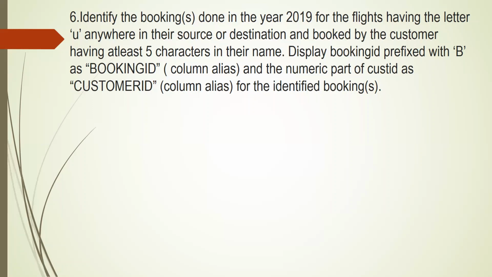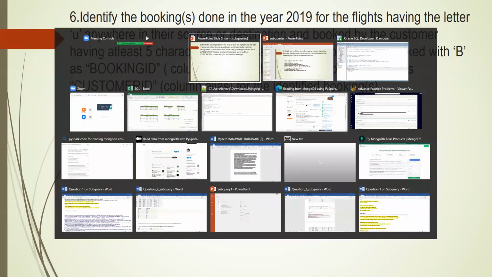So it is simply saying that you need to have 3 tables. You need to use all the 3 tables to get the requirement which is given in the question. Now you tell me, what we need to do? Obviously we need to do the join, so I'll choose inner join. It's a simple question. You need not think about subqueries or anything, because it is a straightforward question. They have not asked any max, average and everything. Simply I need to get the year 2019, having the letter U anywhere in their source or destination, and booked by the customer having at least 5 characters in their name. So how will I approach?